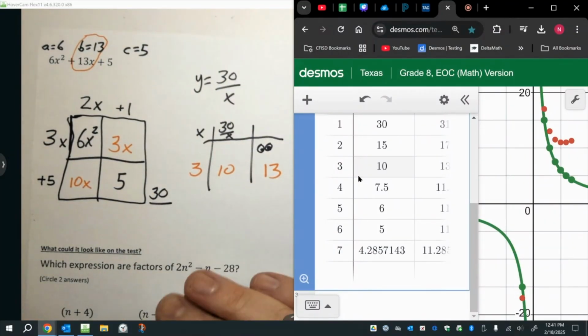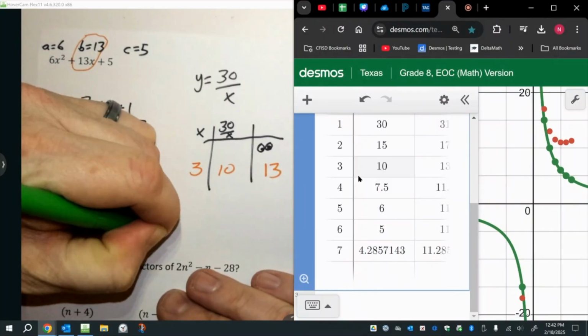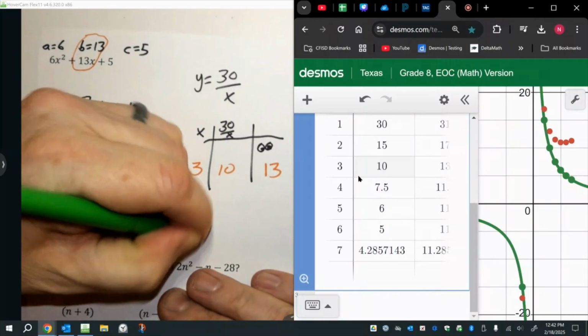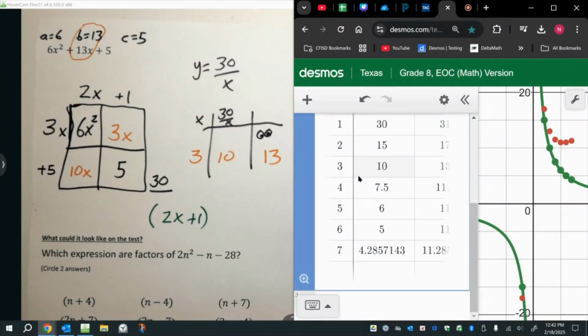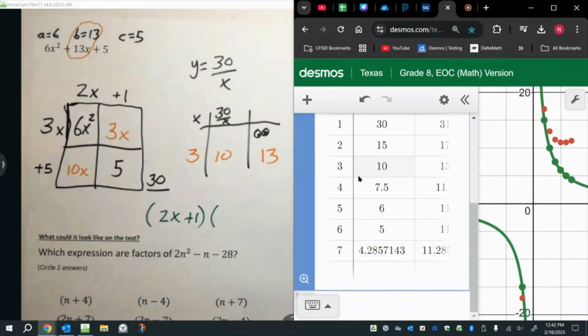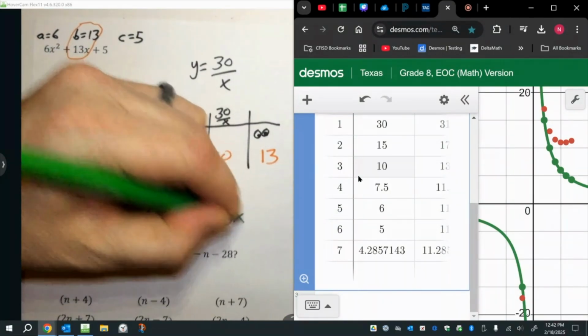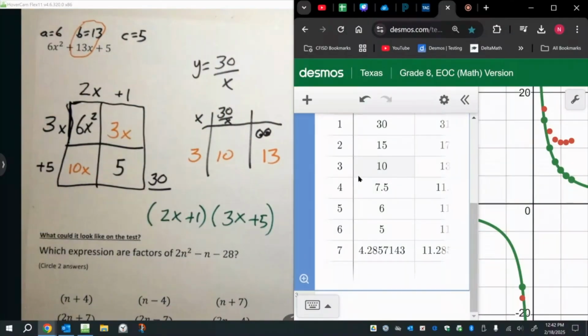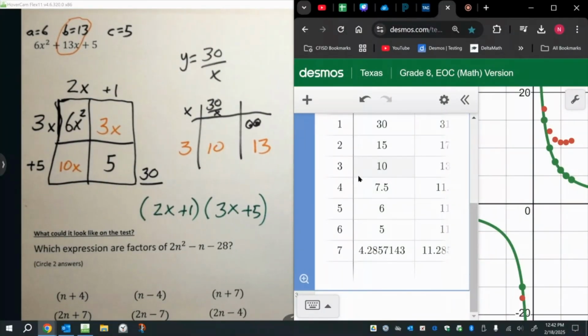So what is our answer? Just what's on the outside: 2x plus 1 and 3x plus 5. All right, we got one more problem, one more, and then we're done.